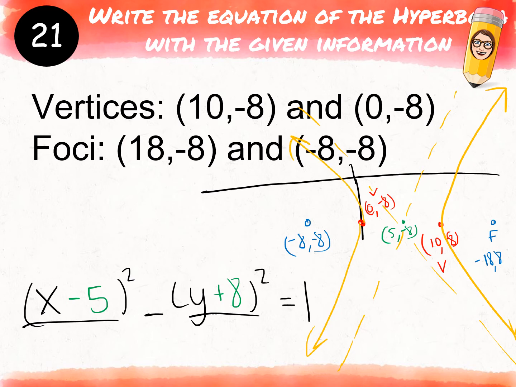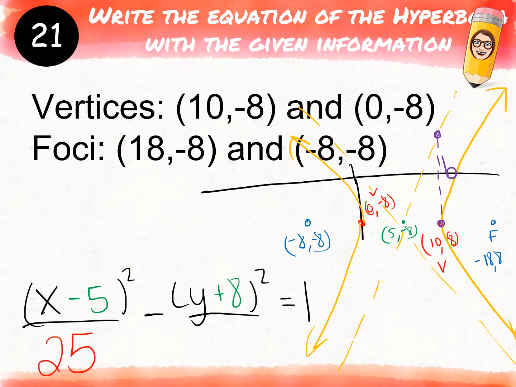All right, the distance from the center to the vertex is 5. 5 squared is 25. Okay, b squared is the distance from the vertex to the asymptote. And that would be a vertical distance, and I don't know what that is. I have to find it using a formula.